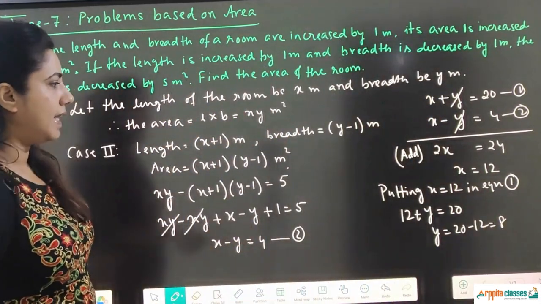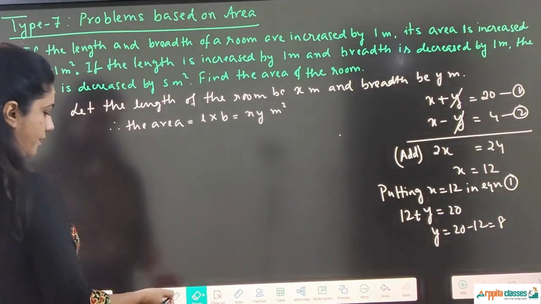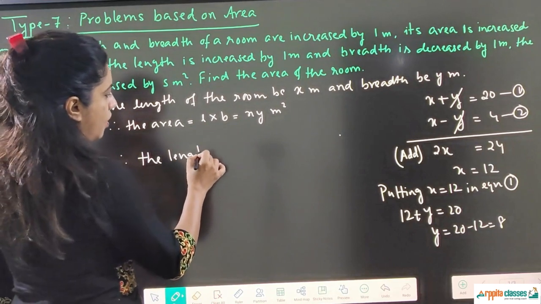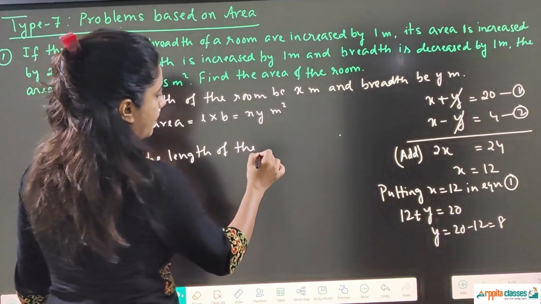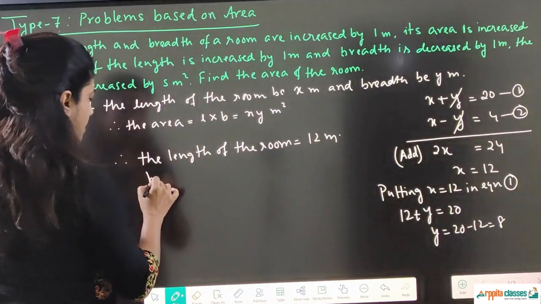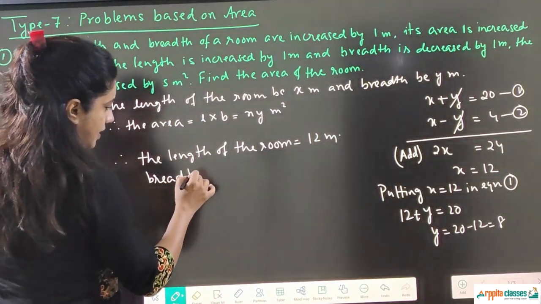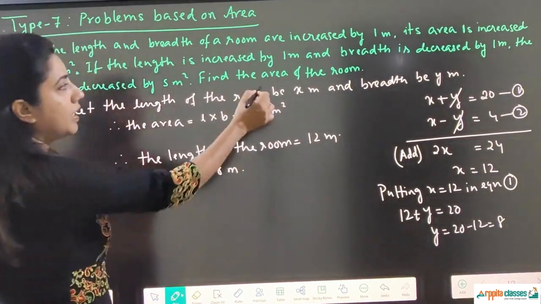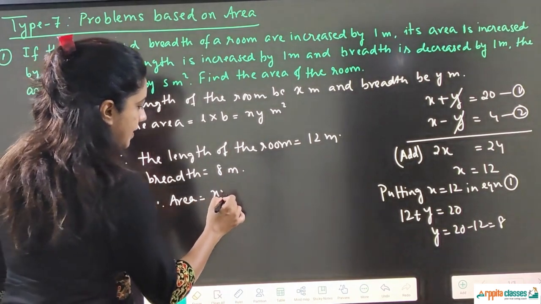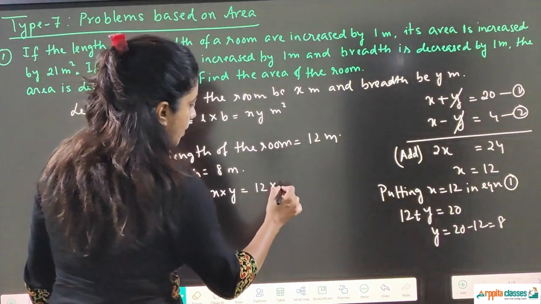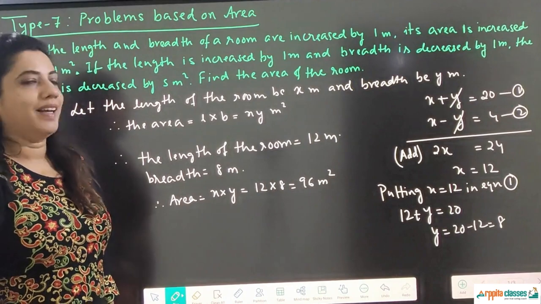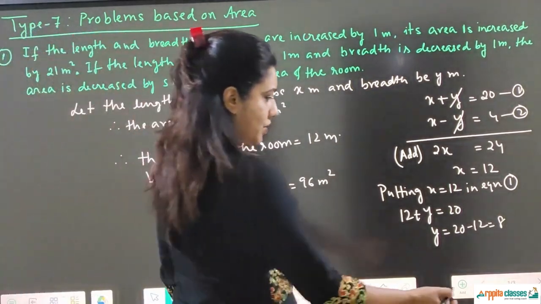Therefore we got the length of the room is equal to 12 meter, breadth is equal to 8 meter, and they are asking for the area. Therefore the area is equal to x into y, that's 12 into 8, that is 96 meter square. Right? Let us see the next question.